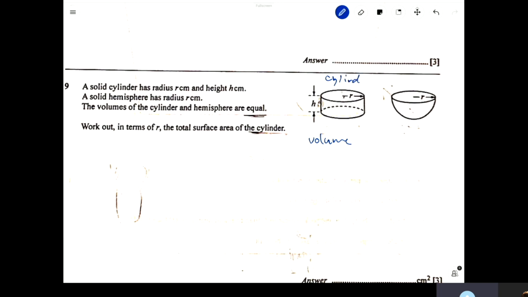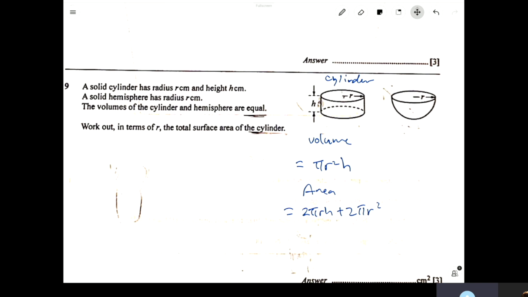Cylinder. So for cylinder, what's the formula for volume? It's pi r square h. Volume is pi r square h. So you find the area. It's 2 pi r h plus 2 pi r square. Right? This is the only one you have to memorize.